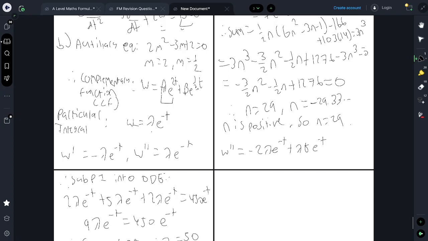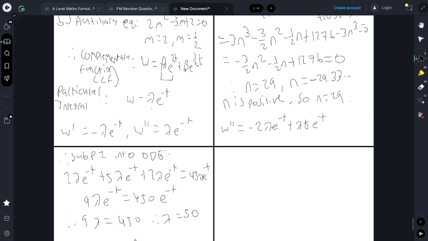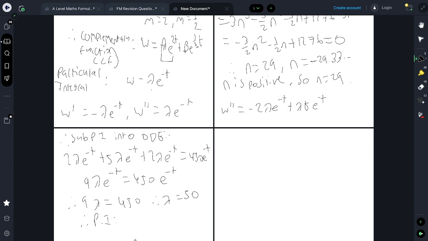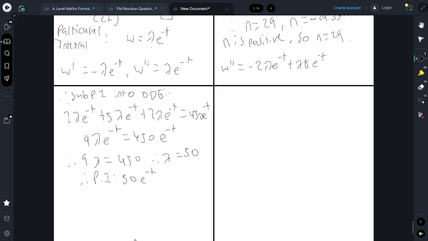Okay. Hopefully that clarified. So now we've got our lambda, so therefore the particular integral is going to be simply 50 e to the minus t. So therefore our general solution is our particular integral.